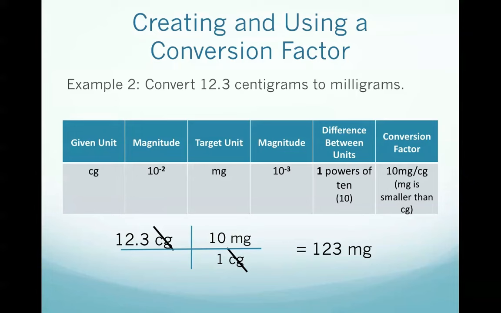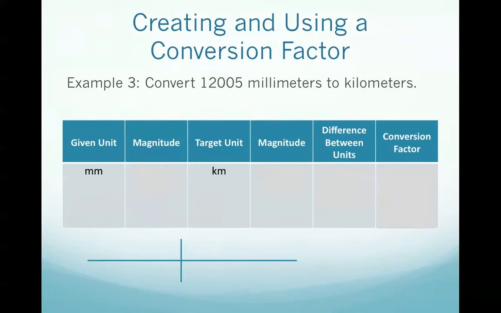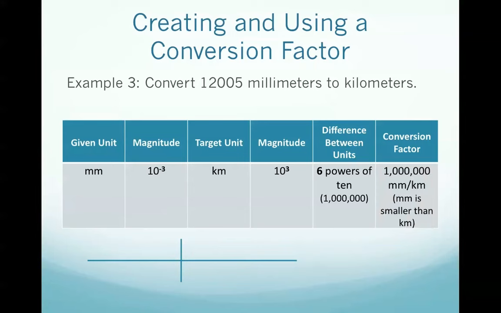All right, if you feel good, try out example number 3 on your own. If not, I'm going to walk you through this one. You'll have one other chance to practice. All right, I have milli and kilo for kilometers. Milli is 10 to the negative 3, kilo is 10 to the 3rd. So I have a difference of 6 powers of 10, or a 1 with 6 zeros. Remember, many of the small equal 1 of the large. 1 million millimeters is equal to 1 kilometer.